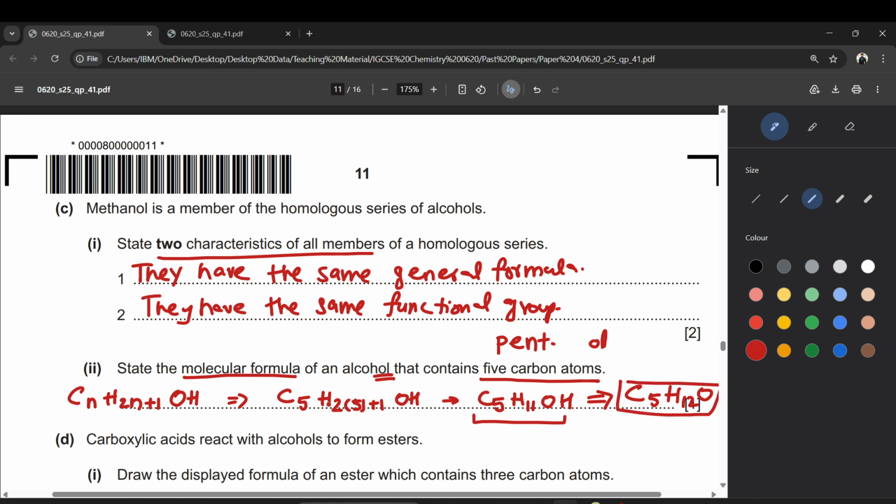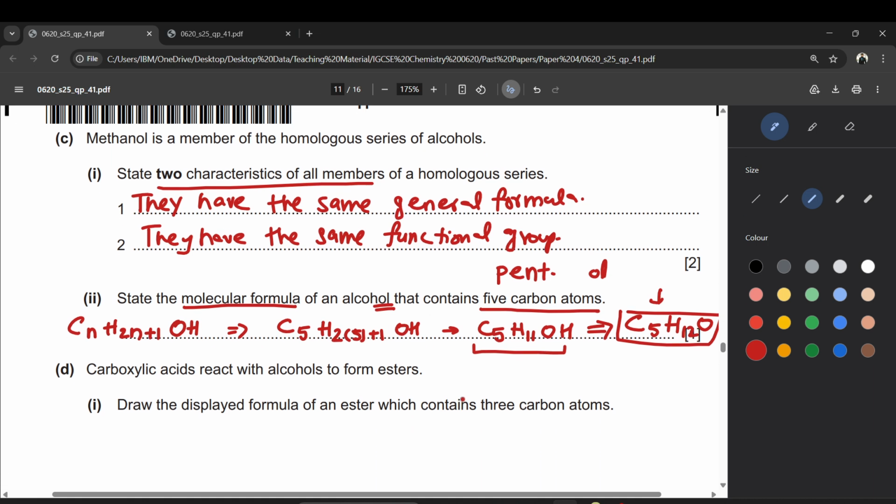This working you can do with pencil elsewhere, or you can erase it later on, but the final answer on the blank is going to be this. You also have a blank page, so you can do rough working over there as well.